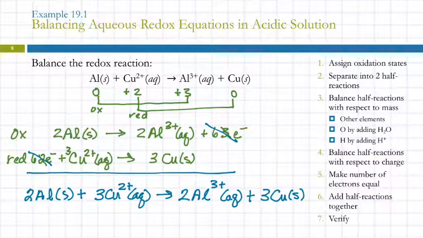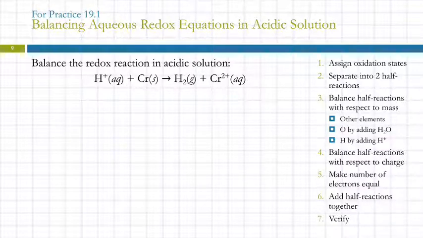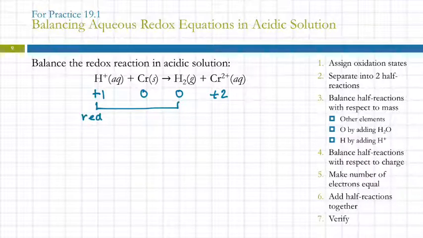Let's play that game again. Here's H+ plus Cr going to hydrogen gas plus Cr2+. The hydrogen here is +1, because that's what its charge is, and the chromium is 0, it's an element. On the right, we've got 0 for the element and +2 for this chromium. So the hydrogen is being reduced, the chromium is being oxidized.